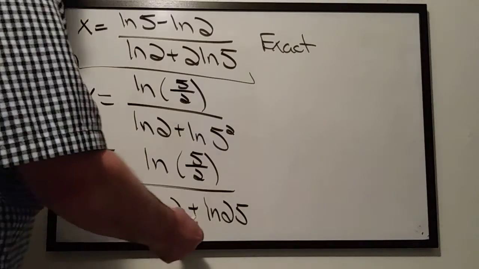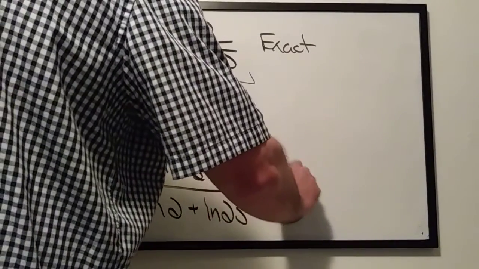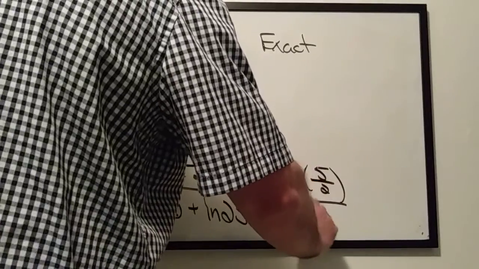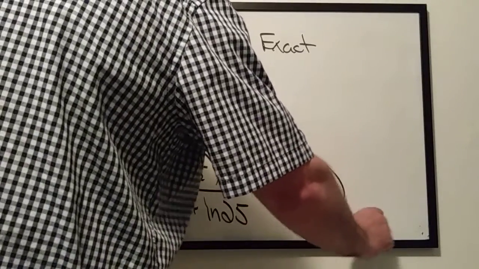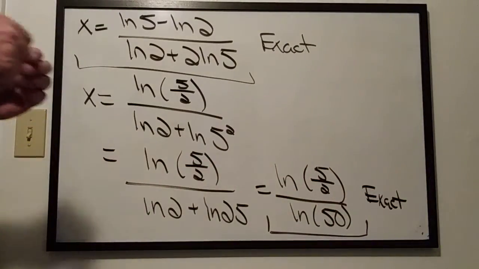Well, now, natural log of 2 plus natural log of 25, I remember that there's another property of logs that says that there's a connection between addition and multiplication. So I can multiply the 2 and the 25. 2 times 25 is 50. So this is going to be the natural log of 5 halves divided by the natural log of 50. Now, this is another acceptable version of the exact answer.